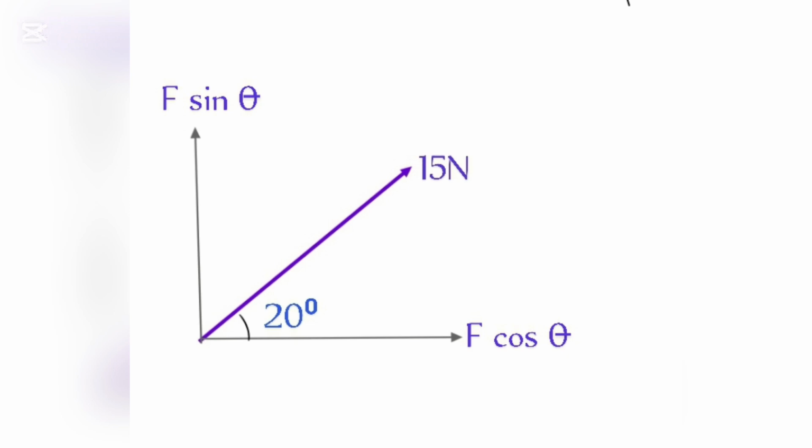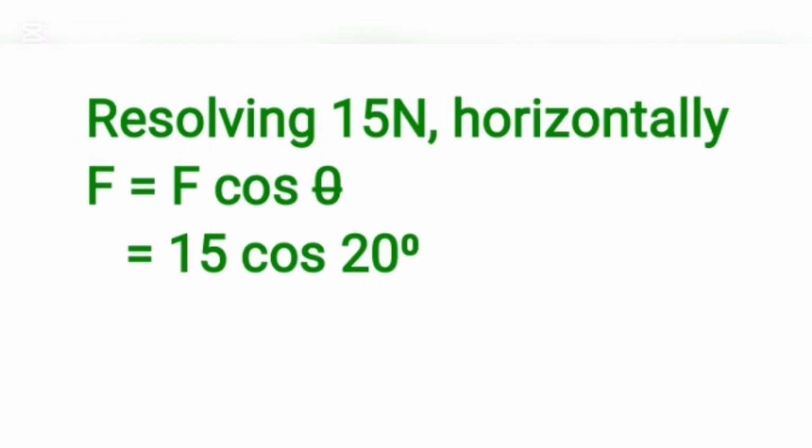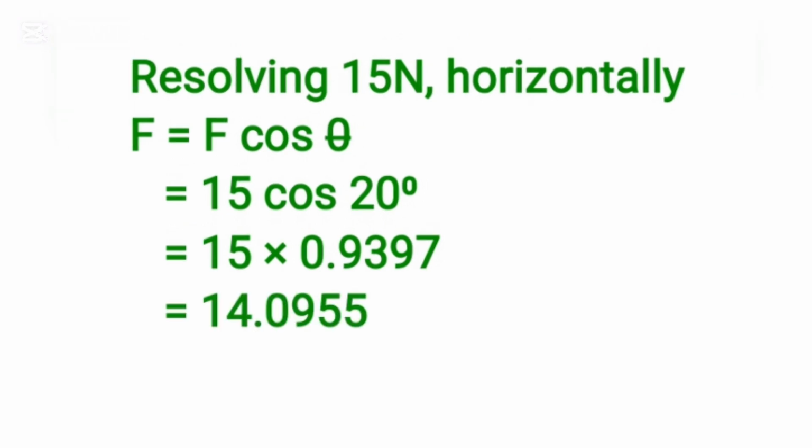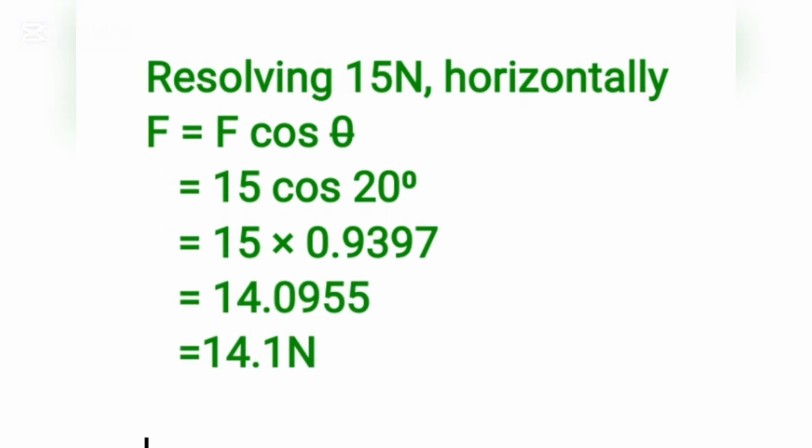Now we want to solve the same question by calculation. We are going to resolve 15 Newton into the horizontal force, which will be F is equal to F cos theta. That will be equal to 15 cos 20 degrees. Cos 20 degrees is 0.9397. When you multiply that by 15, you get 14.0955, which is approximately 14.1 Newton. This is the force required to move the dinghy forward.